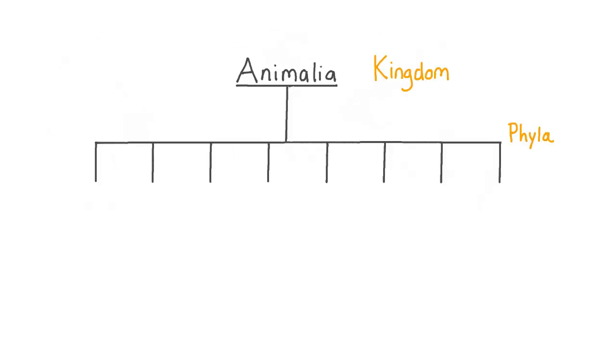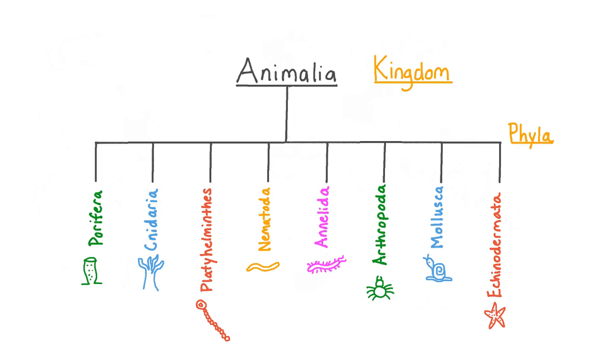You may remember that a taxonomic kingdom is divided into smaller groups called phyla. Scientists are still researching exactly how to classify animals, but for today, we will go through 8 phyla in the approximate order of their evolutionary appearance, starting with Porifera, moving to Cnidaria, then Platyhelminthes, Nematoda, Annelida, Arthropoda, Mollusca, and Echinodermata.